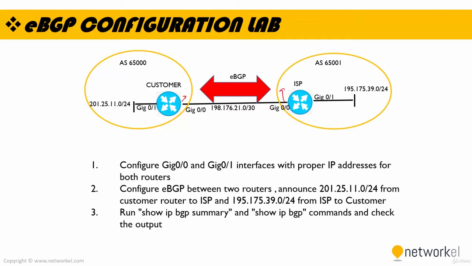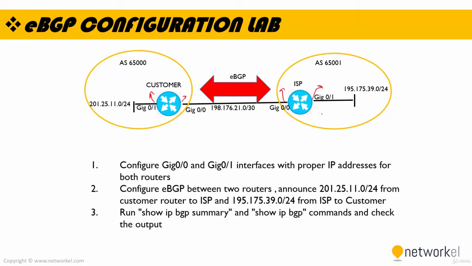Cool. In the second step, we need to configure eBGP between 2 routers, and we need to announce some prefixes from the customer router to the ISP and from the ISP to the customer router. And in the third step, we need to run the show ip bgp summary and show ip bgp commands, and we need to check the output. Alright, we need to first configure the gig 0/0 and gig 0/1 interfaces. We need to configure here as well.